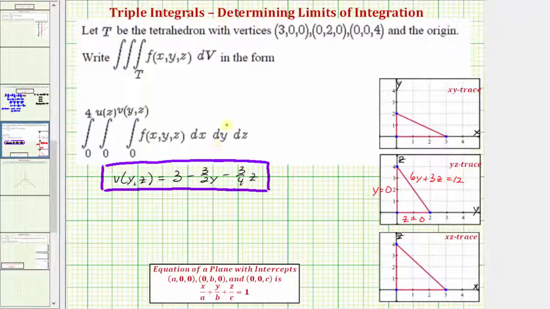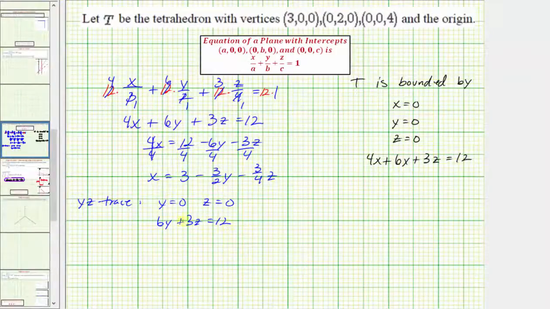Now we can determine the limits of integration for y. For y, we're going to integrate from y equals 0 to this line here, which must be expressed as a function of z, which means we need to solve this equation here for y. To solve this equation for y, we would subtract 3z on both sides. That would give us 6y equals 12 minus 3z. We divide both sides by 6.